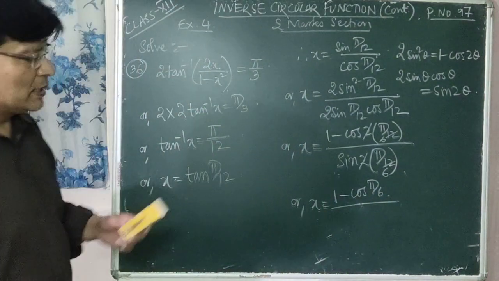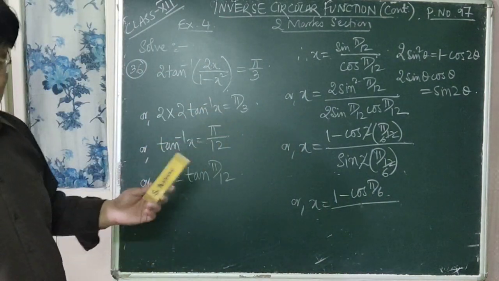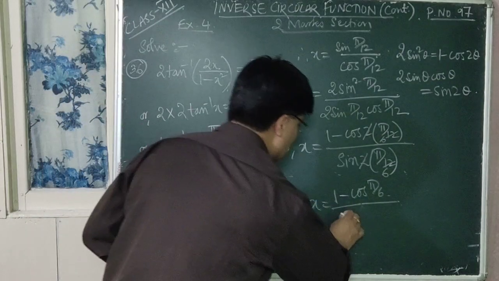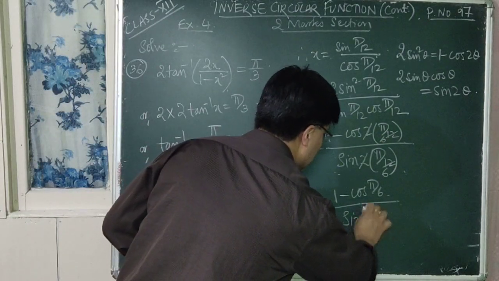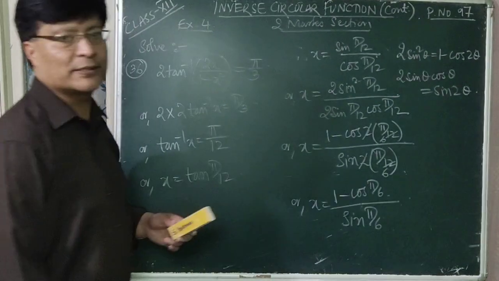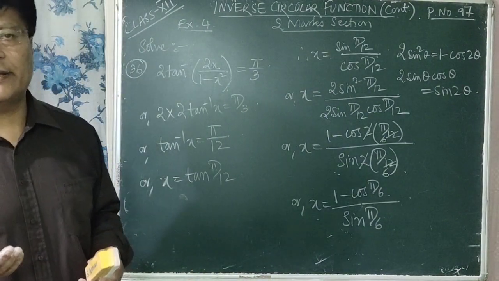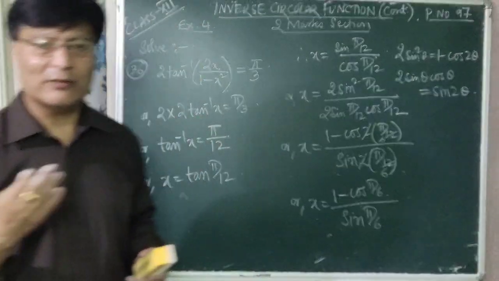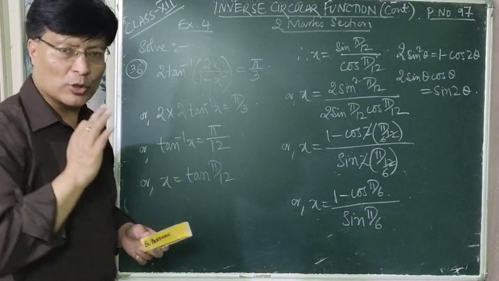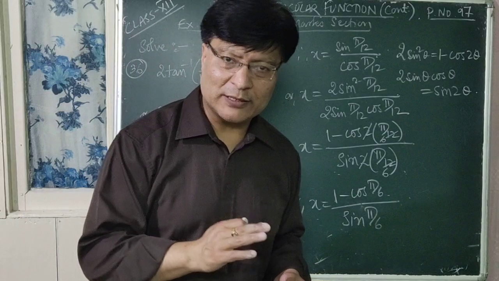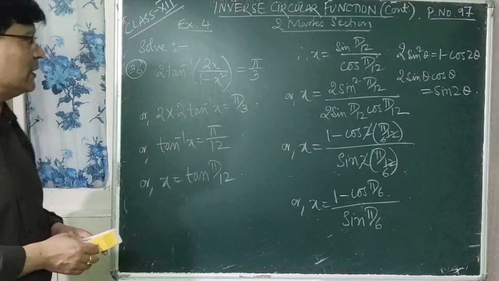In the denominator, it is sin pi by 6. So what is pi by 6 now? Pi by 6 is 30 degrees, which is the standard angle. You know that, isn't it? So you know the standard value of sin 30 degrees as well as cos 30 degrees.